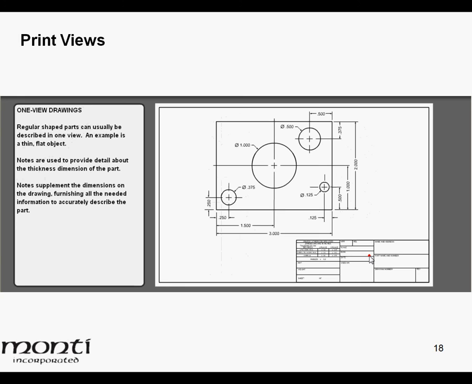And here's one of the most simple views, and you will see these most commonly in our turret punching operations, sometimes in the dry mill on simple parts with holes in it. But one-view drawings are regularly shaped parts that can usually be described in one view. An example is a thin, flat object. Notes are used to provide detail about the thickness dimension on the part. You can't see it, but there's notes down here that describe what thickness the material needs to be. Notes supplement the dimensions on the drawing, furnishing all the needed information to accurately describe the part.